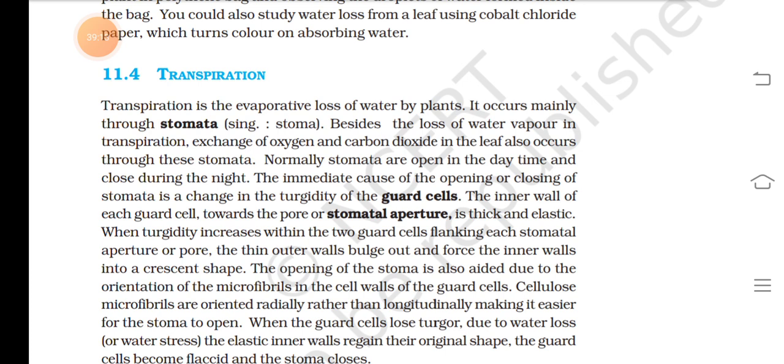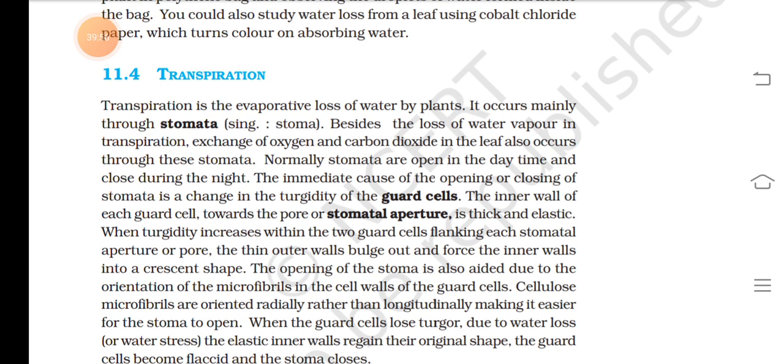The immediate cause of the opening or closing of stomata is a change in the turgidity of the guard cells. The inner wall of each guard cell towards the pore or stomatal aperture is thick and elastic. When turgidity increases within the two guard cells flanking each stomatal aperture or pore, the thin outer walls bulge out and force the inner wall into a crescent shape. The opening of the stomata is also aided by the orientation of the microfibrils in the cell walls of the guard cells.